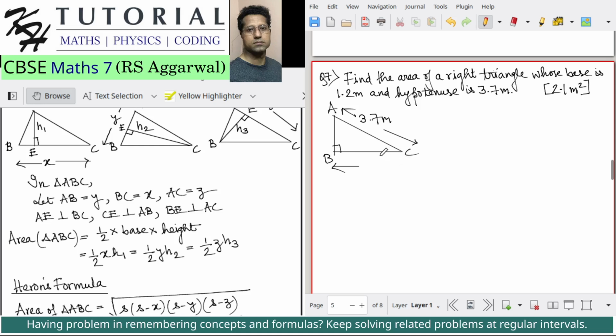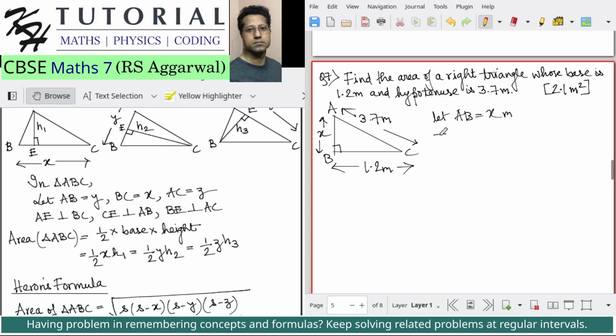So I am considering BC as the base, which is given as 1.2 meter. Okay. So for the area of the triangle, we will need the height AB, that is the length of AB. We don't know. We know the hypotenuse and we know the base BC. So first of all, we need to find AB. So let's say AB be x meter.